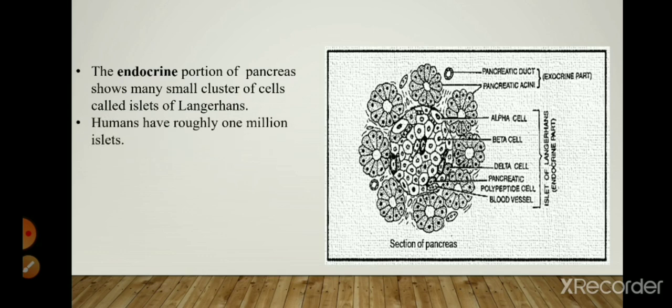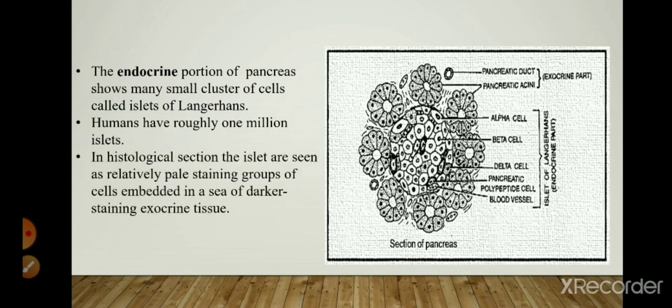The endocrine portion of pancreas shows many small clusters of cells. These clusters of cells are called islets of Langerhans. Humans have roughly 1 million islets. In histological section, the islets are seen as relatively pale staining groups of cells embedded in the sea of darker staining exocrine tissue.